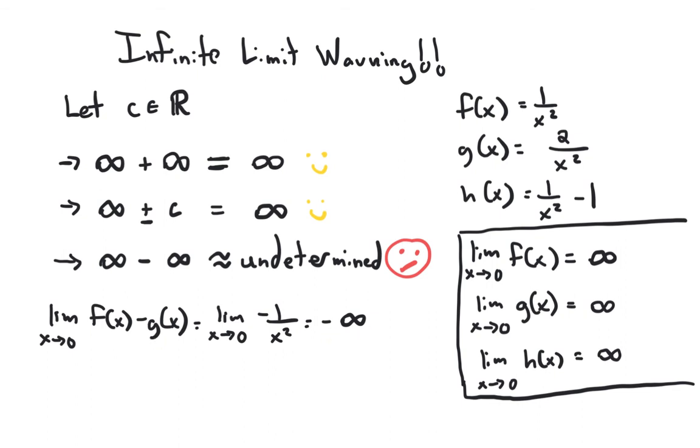Let's look at the limit as x approaches 0 of f of x minus h of x. So this one's pretty easy. We get 1 over x squared minus 1 over x squared minus 1.